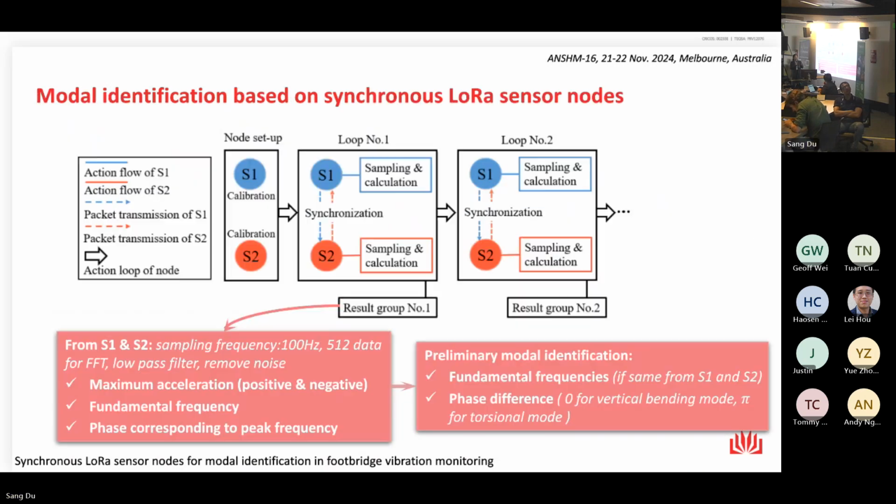So here is a model identification method after they have done synchronization. S1 and S2 can start data sampling at almost the same time. Using the onboard calculation, they can give out some results like maximum acceleration, fundamental frequency, and the phase information corresponding to the peak frequency. And I will introduce how to use this result to do a preliminary model identification in the next slide.